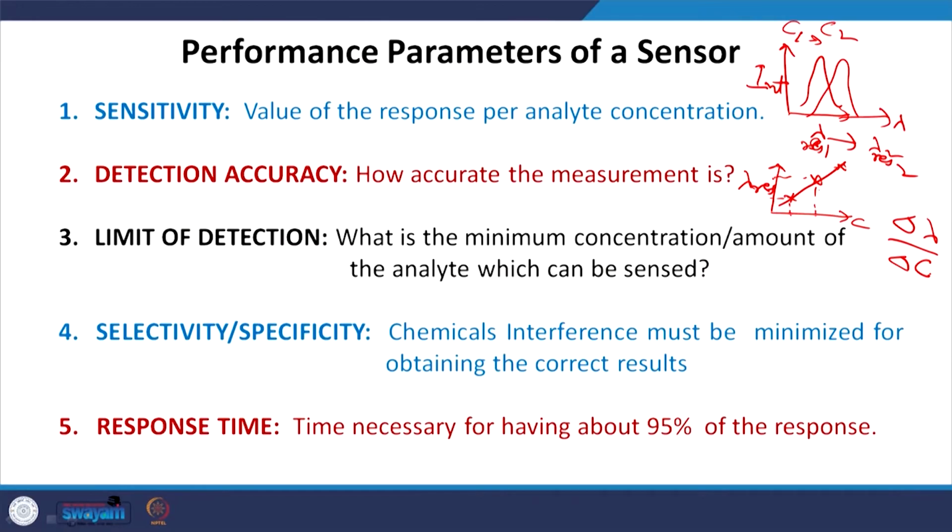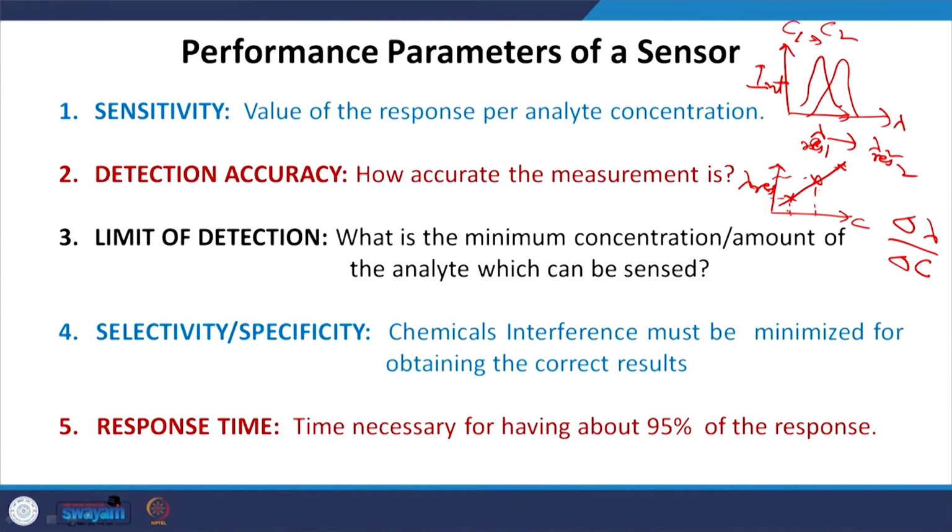Limit of detection, what is the minimum concentration or amount of the analyte which can be sensed. For which small c value, what is the smallest possible c value, for that you have a confident value of the parameter, say lambda here, that is the limit of detection. So, if someone asks you what is the sensitivity, that means this is the slope, but if someone asks you how sensitive your sensor is, that means what is the minimum value that it can sense, that is the limit of detection. So, these are two different questions.